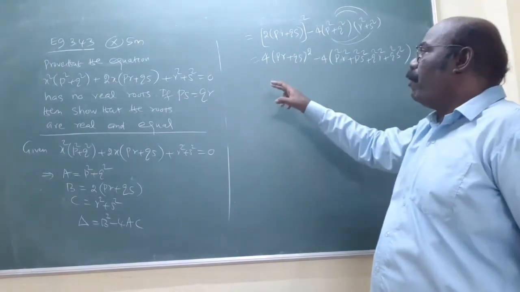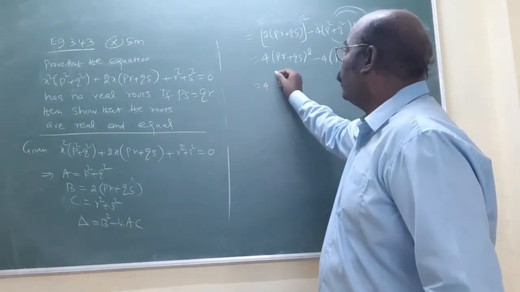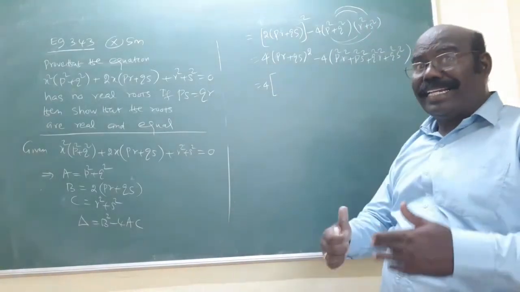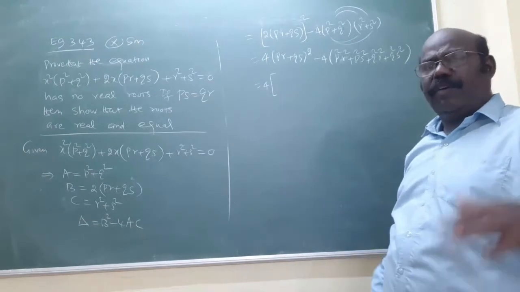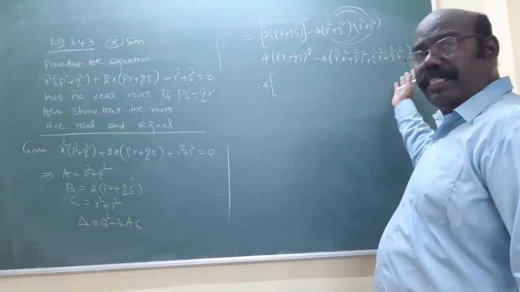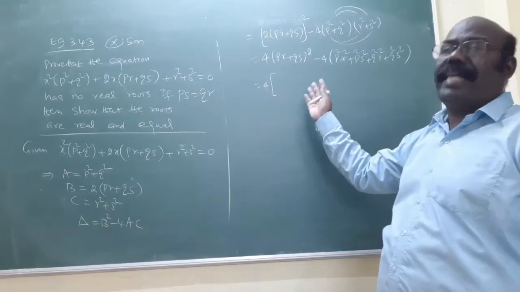Now 4 is common. In the previous problem the 4 was cancelled, divided. What is the reason? Some term equal to 0 was given, that's why we divided by 4. But here equal to 0 is not given, that's why 4 remains.